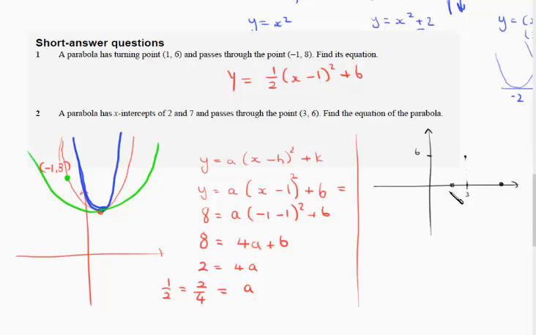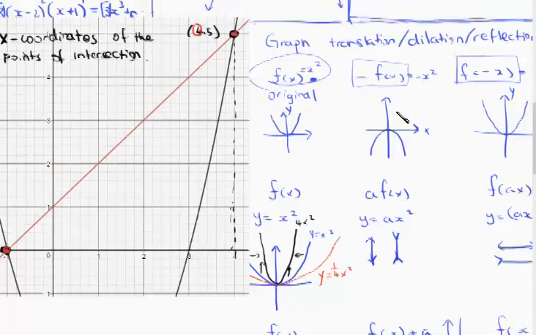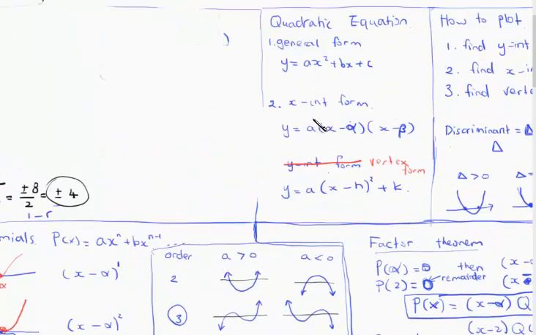So I think the parabola has to look like that to go through all these 3 points. Because they gave us the 2 x-intercepts, we can just go up and look at the second form of the quadratic equation of a parabola, and it's this one right here.